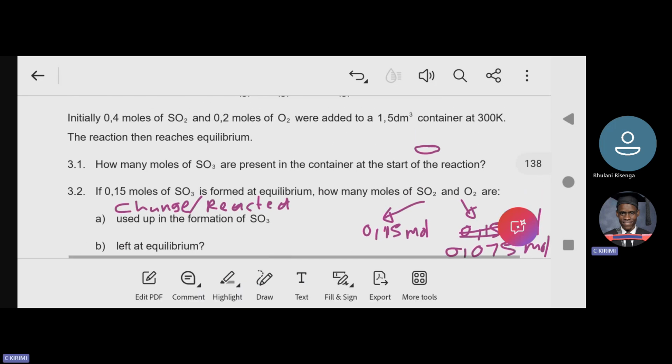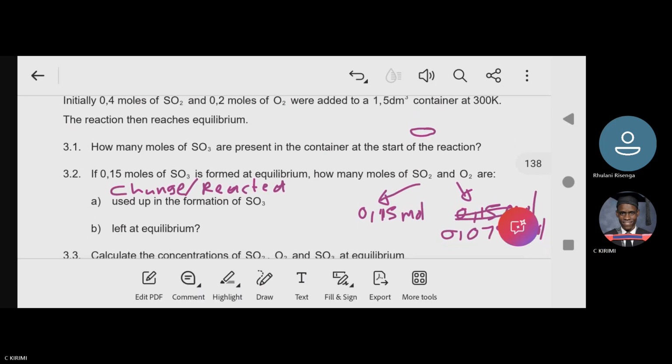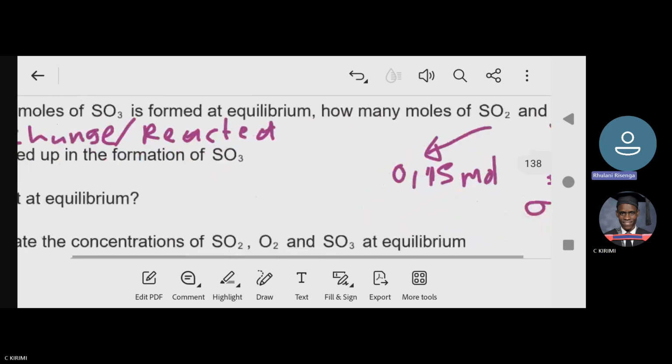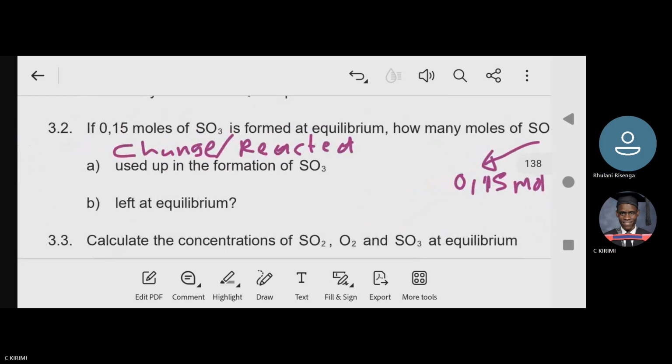How many moles are left at equilibrium for sulfur dioxide and oxygen? For oxygen it is 0.275 and for sulfur dioxide it is 0.55.